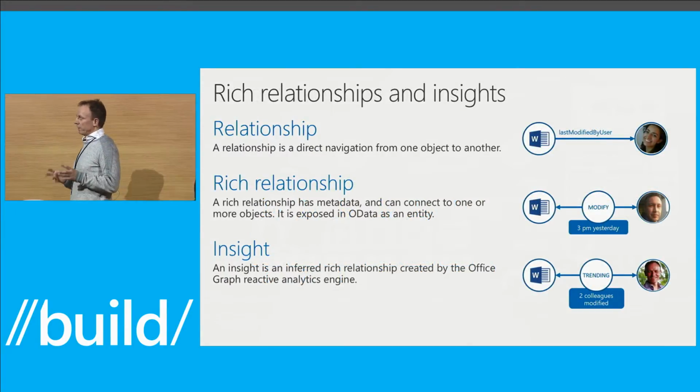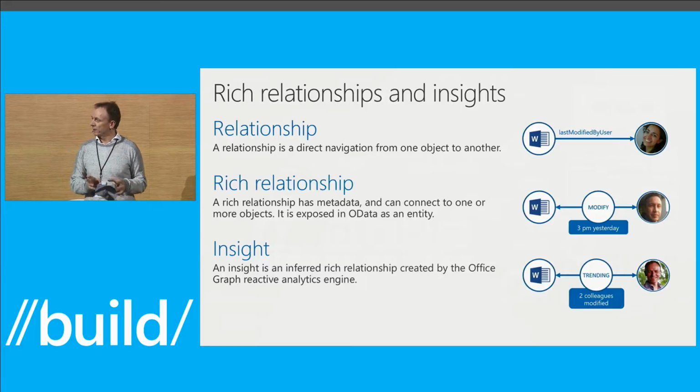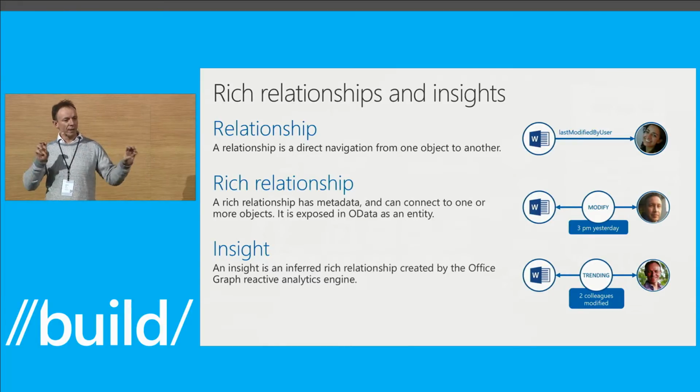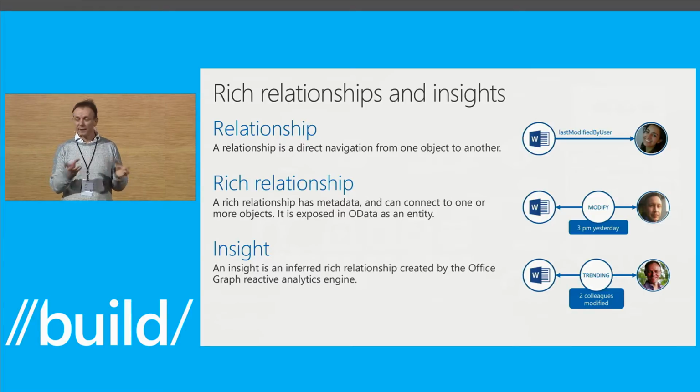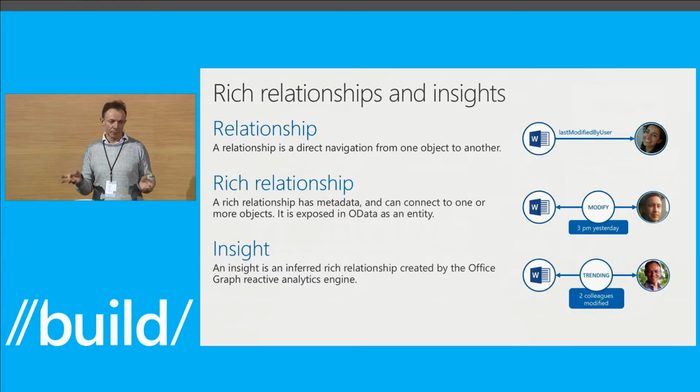We'll talk a lot about relationships, rich relationships, and insights. I just want to briefly describe the differences between these concepts. So Gina showed earlier that you can have a last modified by user navigation property from a file to a user. That's a direct navigation between one entity and another. And that's exposed in OData as a navigation property.